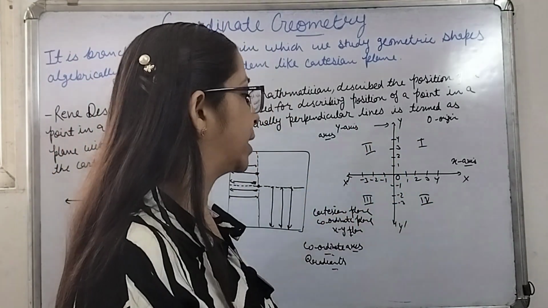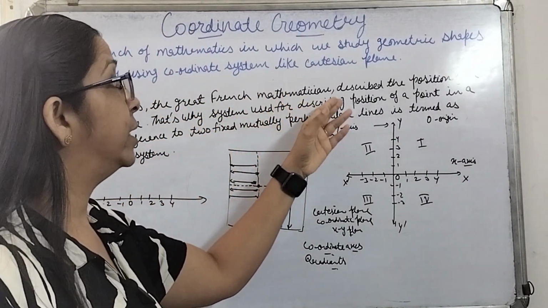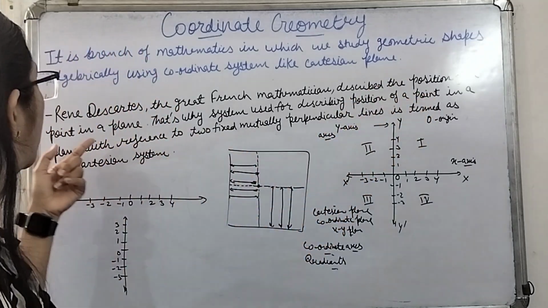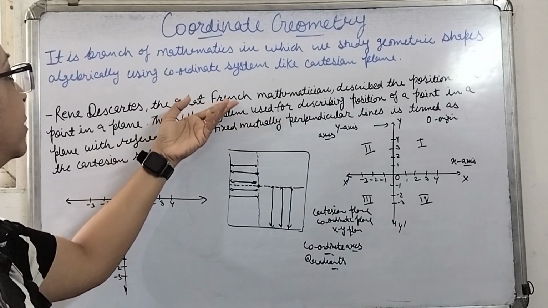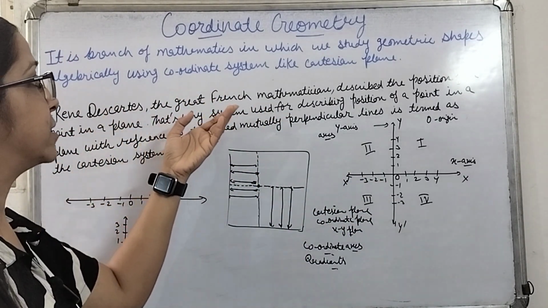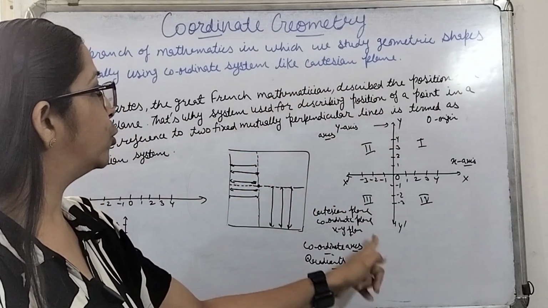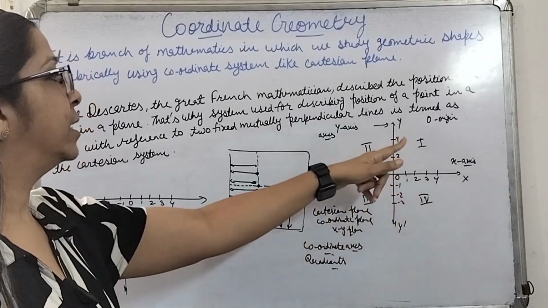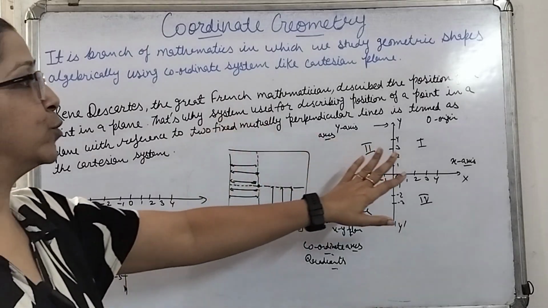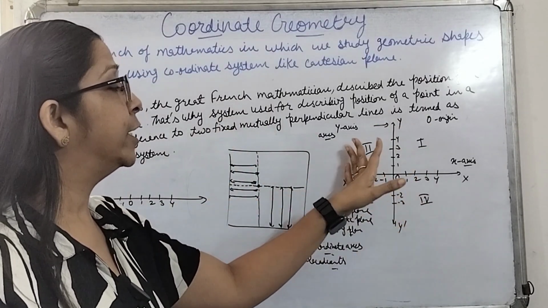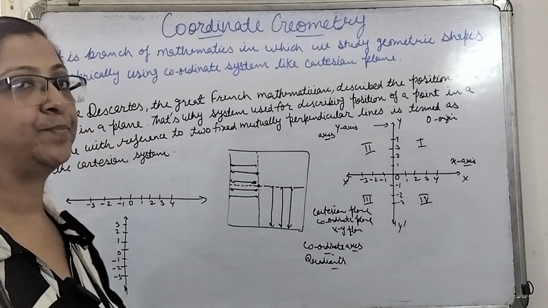Now why is it called a Cartesian plane? Because René Descartes, the great French mathematician, was the one who described the position of a point in a plane. How to locate a point in a plane was described by him, and that's the reason the system used for describing the position of a point in a plane with reference to two fixed mutually perpendicular lines is termed the Cartesian system.